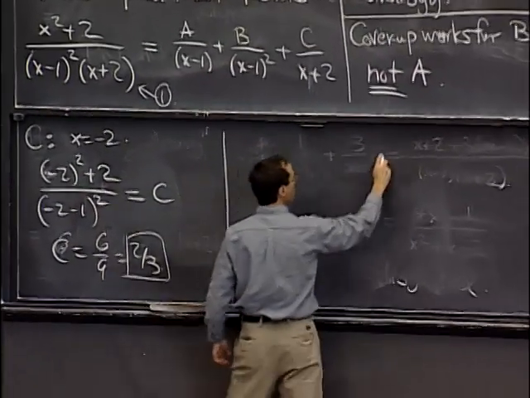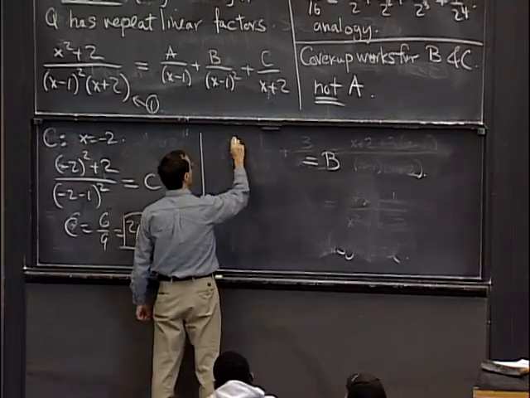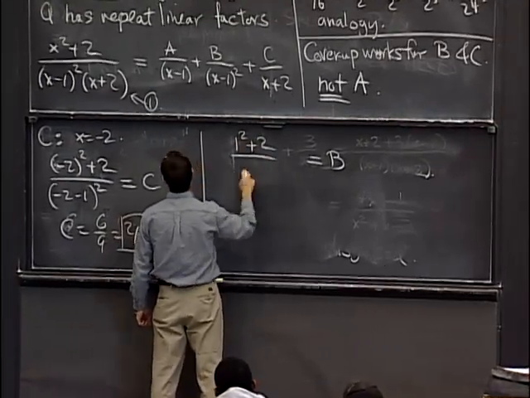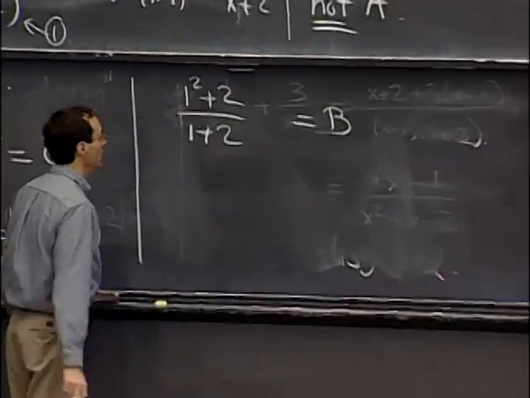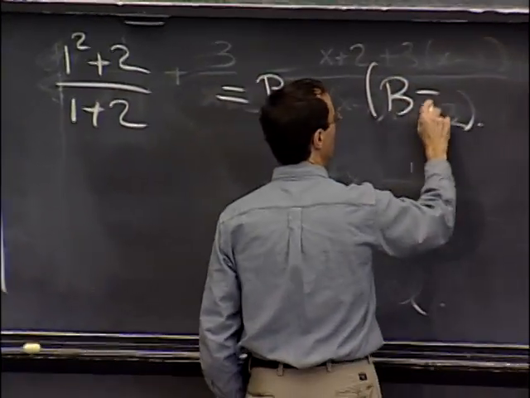So I get b on this side, and I get 1 on that side, so that's 1 squared plus 2 divided by 1 plus 2. So in other words, b is equal to 1.